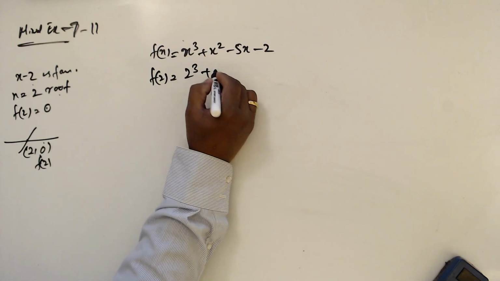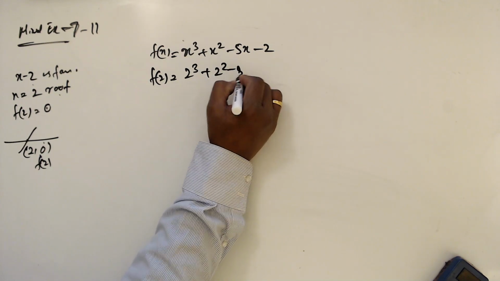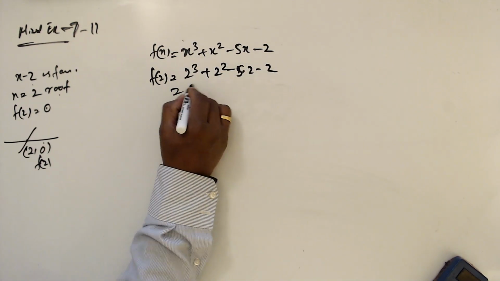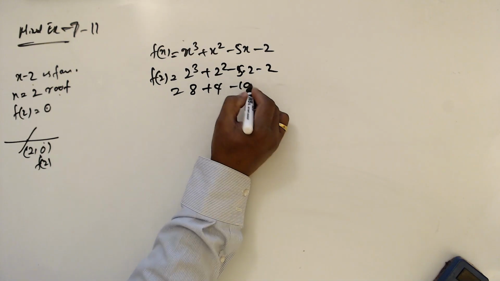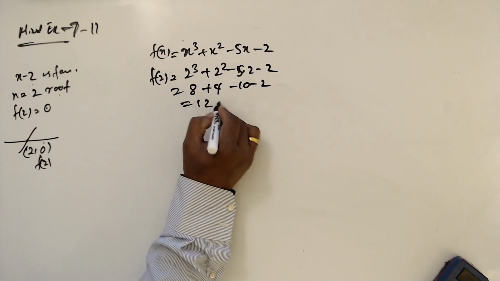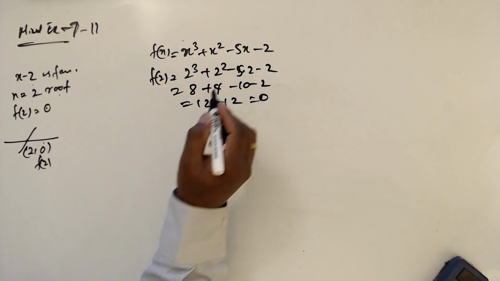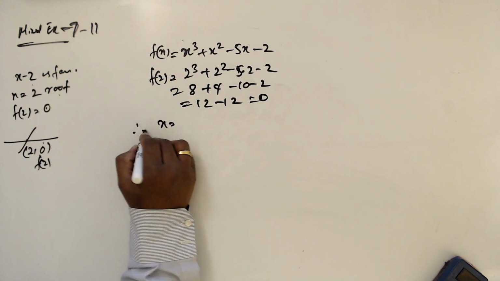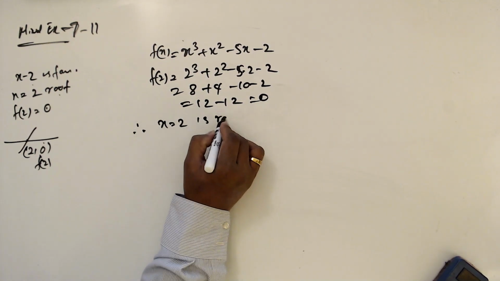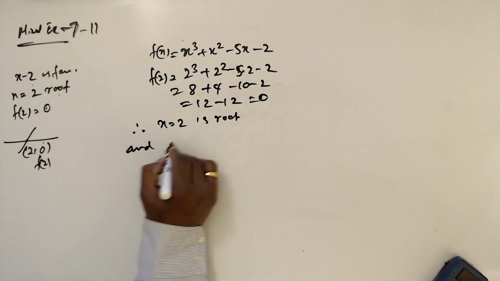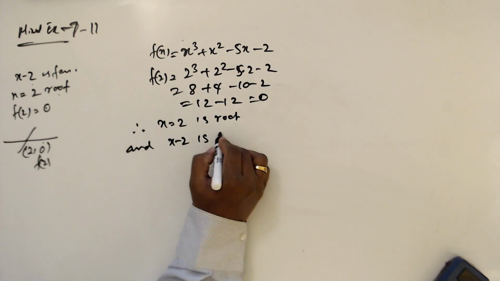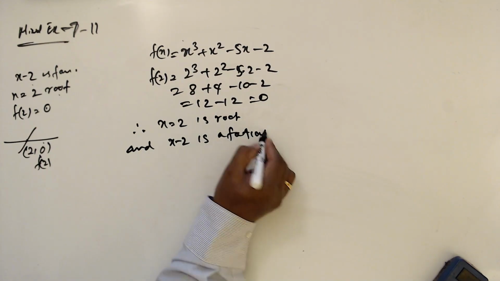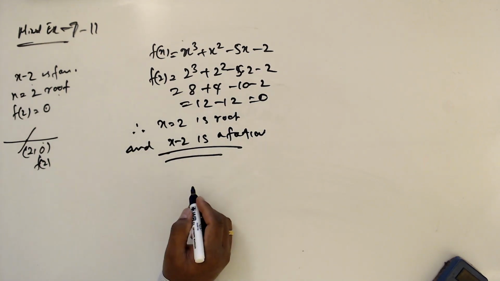2 cubed plus 2 squared minus 5 times 2 minus 2: 8 plus 4 minus 10 minus 2 plus 12 minus 12 equals 0. Hence x equals 2 is a root and x minus 2 is a factor. Now we need to factorize.